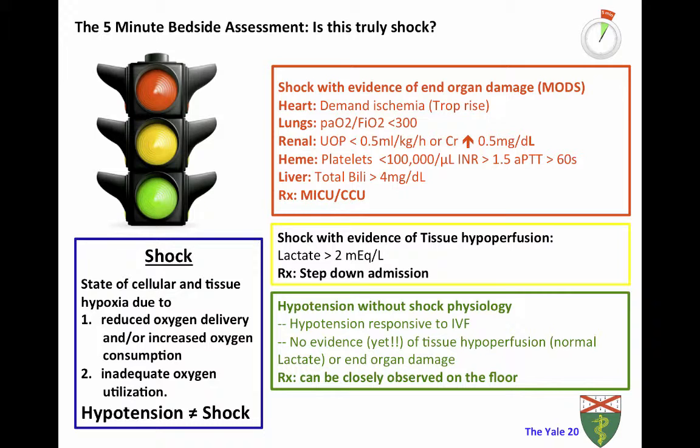If someone has evidence of shock with a rising lactate, but no evidence of end organ damage yet, a good place for them would be the step-down unit, since they might quickly turn the corner and go into full overt shock. Finally, if a patient has evidence of end organ damage from shock, which is seen by indicators such as a rising troponin, worsening lung function, decreased urine output or rising creatinine, or worsening liver function, then they certainly require admission to the intensive care unit.